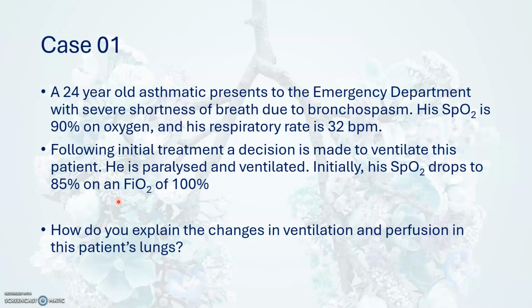Of course, we start with a case, a 24-year-old asthmatic with shortness of breath who initially gets treatment, but it isn't as effective as it should be, and he's paralyzed and ventilated. When this happens, his SpO2 initially drops, even though his FiO2 is 100%. Just to finish the case, with time, that hypoxia corrects itself while the patient continues to be ventilated. We need to think about why this drop in SpO2 may have occurred and how that is related to ventilation and perfusion.